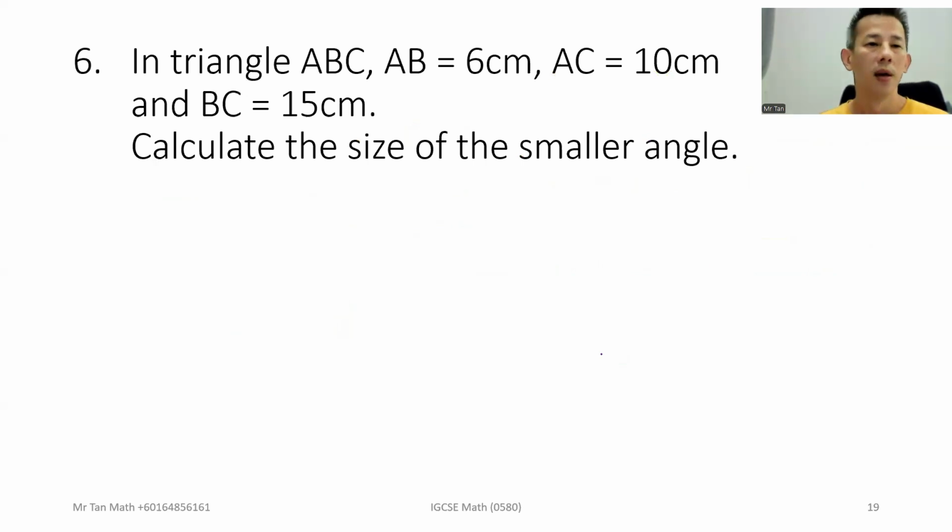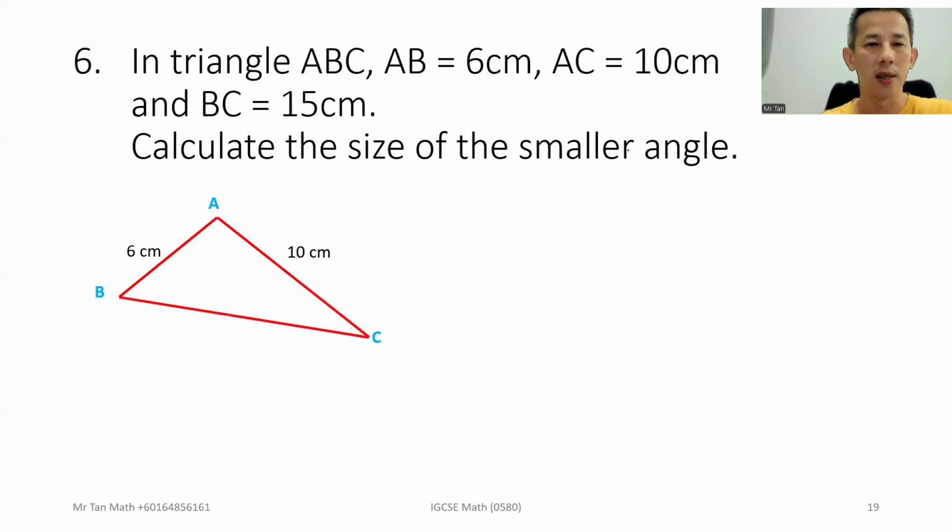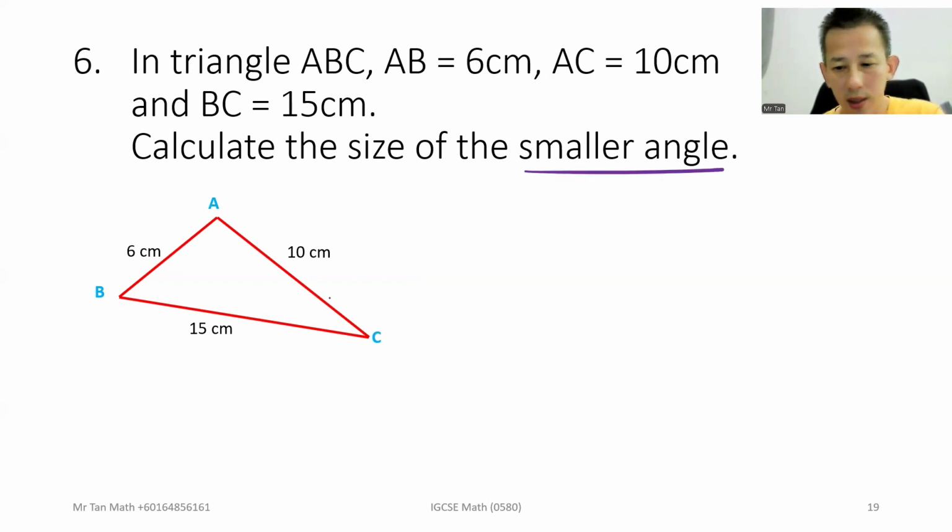Okay, next. In triangle ABC, AB is 6 cm, AC is 10, and BC is 15. Calculate the size of the smallest angle. So in this question, the diagram is not given. Therefore, you just sketch. If A is here, then AB is 6, AC is 10, and BC is 15. So the smallest angle will be here.